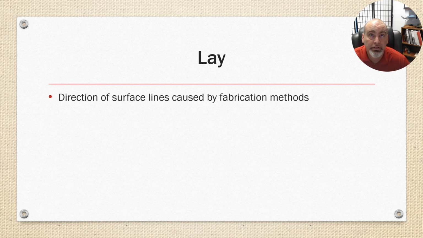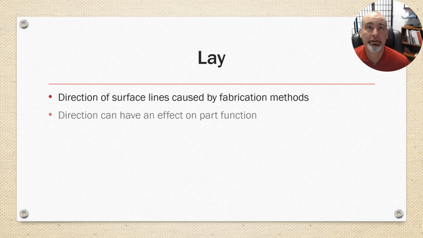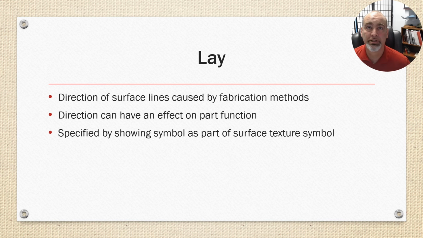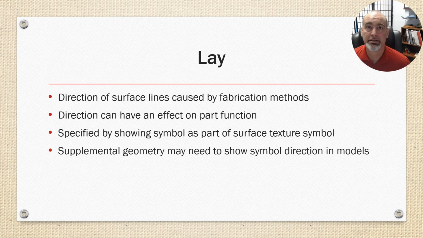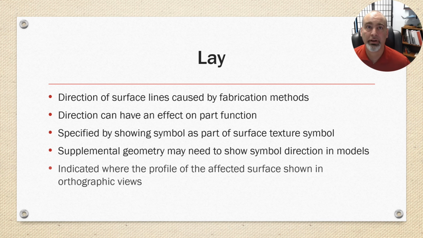Lay is a direction of surface lines caused by a fabrication process. So a sandblaster hit with peen sand is going to be, I think, just called a random pattern or distributed pattern. The direction can have an effect on the part's function, specified by showing a symbol as part of the surface texture symbol. And supplemental geometry may be needed to show the symbol direction on the models, and indicated where the profile of the affected surface is shown in orthographic views.